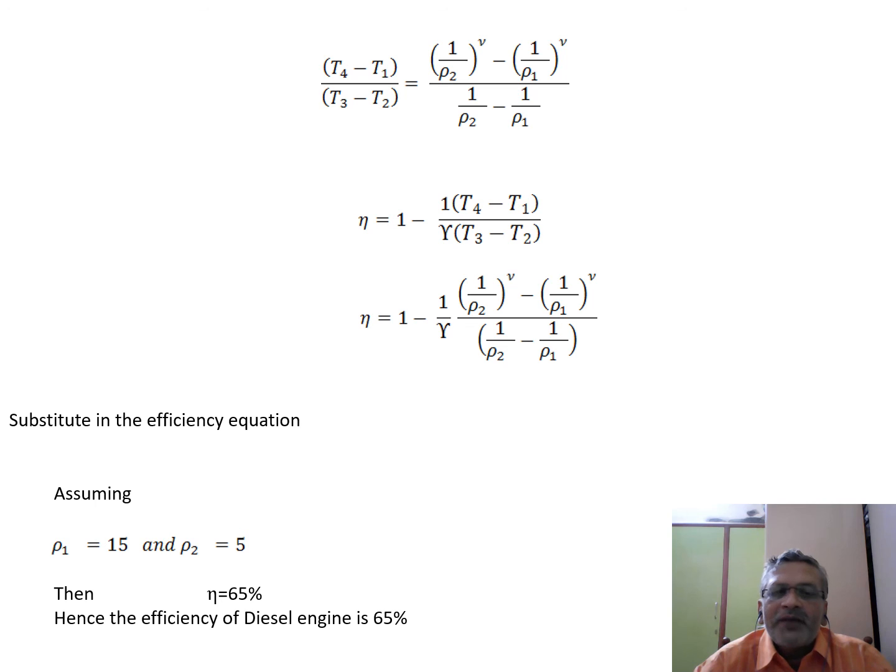Assuming the compression ratio rho 1 is 15 and rho 2 is 5, we can calculate the efficiency from the equation, which is given by 65%. Hence, the efficiency of the diesel engine is 65%.